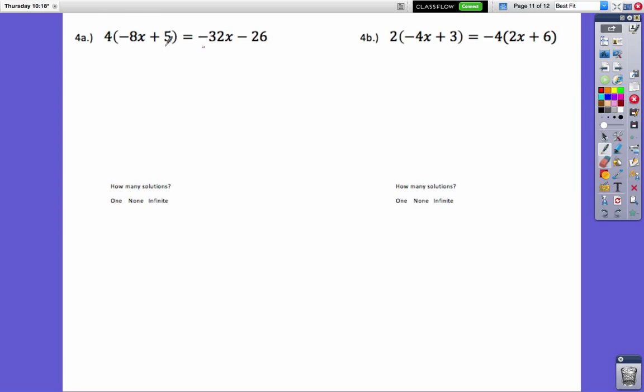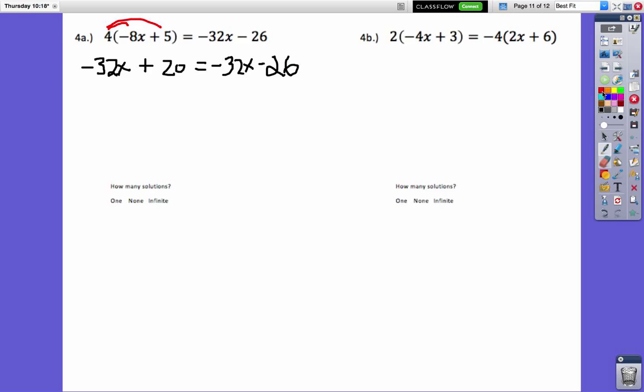For number 4, we're going to distribute on the left side. So when we distribute, we'll get a new equation because it's going to be 4 times negative 8x, which will give you negative 32x. And then 4 times positive 5 would be plus 20. And then we'll just leave the other side of the equation as it is because there are no like terms we can combine.